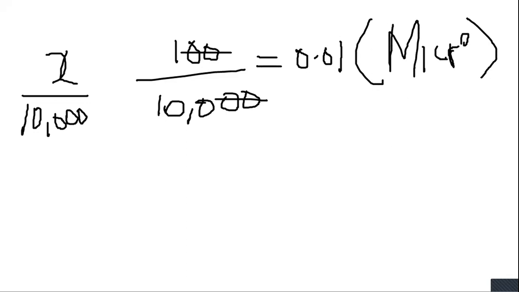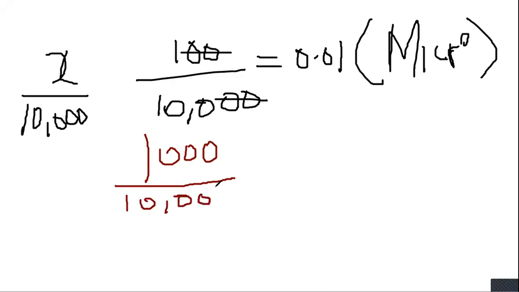Now, let's say Mr. Destiny comes to Mr. Gospower. I have $1,000. 1,000 divided by 10,000. What would be my lot size? Do your mathematics. Zeros cancel zeros. 1 divided by 10 is what? That's 0.1. So this is a mini lot size.